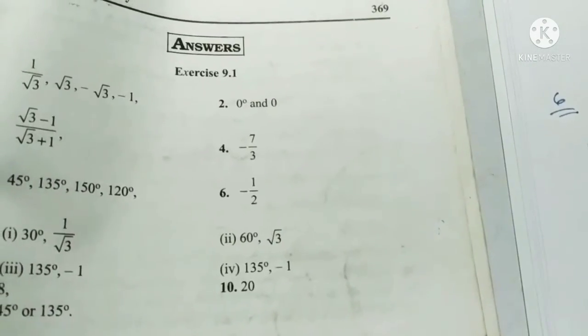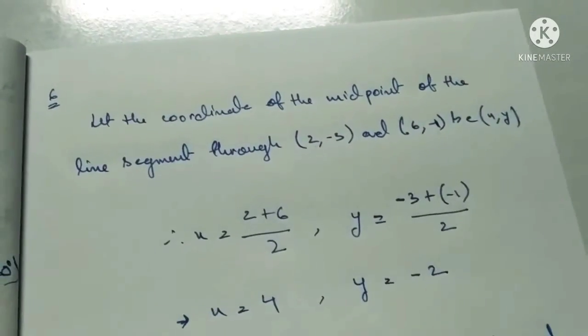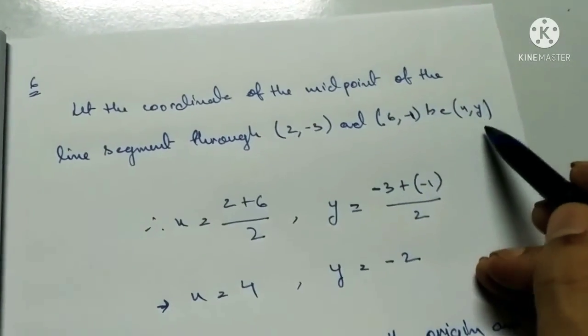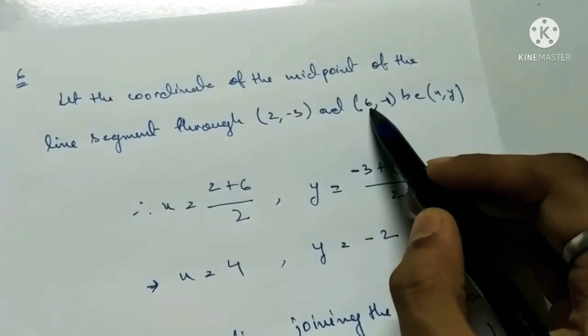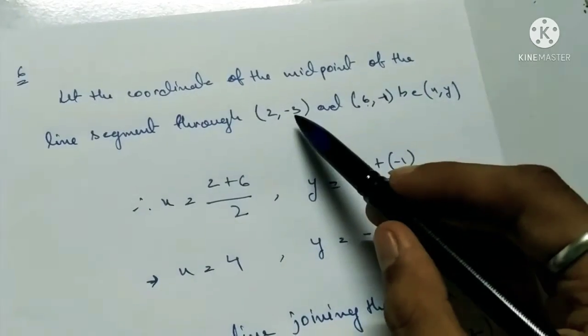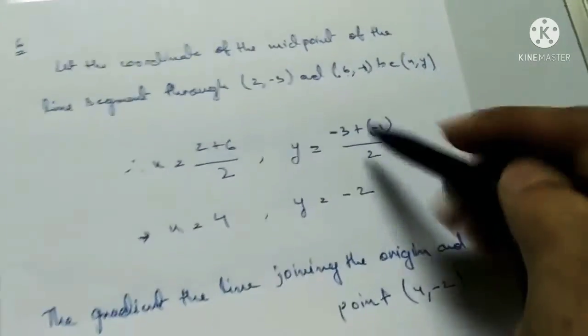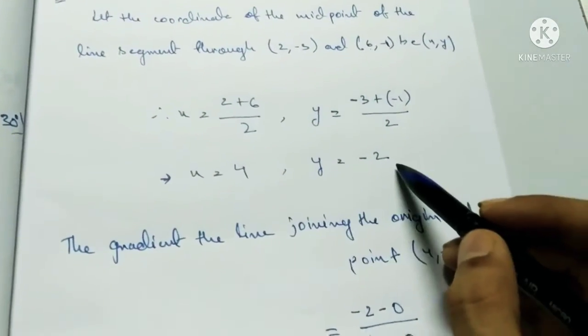This one you see minus 1 by 2. Understand? In here nothing there. First of all, let the coordinate of the midpoint of the line segment through this and this be x comma y. So x value will be (2 plus 6) by 2, and y value will be (minus 3 plus minus 1) by 2. So x value 4 I got, y value minus 2 I got.